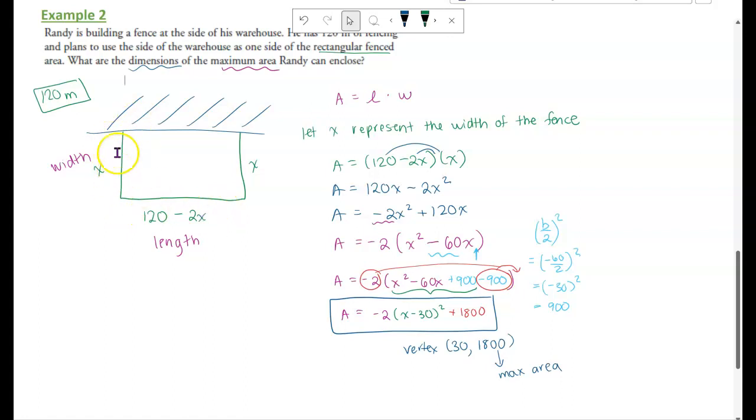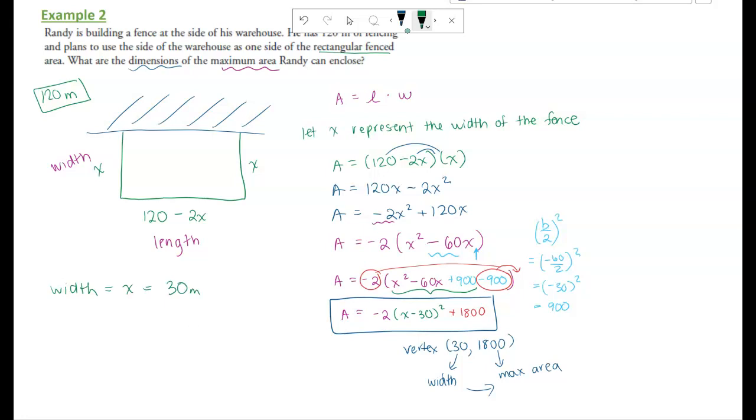Well, we said that the width is the x. Well, in the vertex, this is the x, and that is the width of the rectangle that would produce the maximum area. So that means I can now write that the width of the rectangle is x, which is 30 for a maximum amount, or 30 meters.